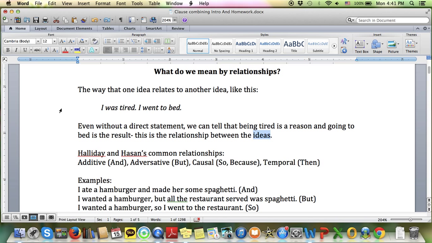And you'll notice that each sentence has one big idea inside it. So by combining them, what we're going to do is figure out a way to show the relationship and put both of them together. That's the idea.